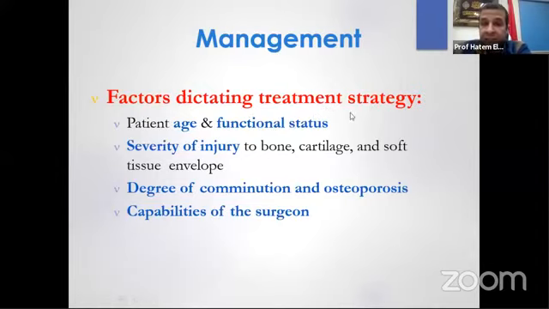Factors dictating the treatment strategy. Factors related to the patient, like patient age and his or her functional status. Factors related to the bone, to the severity of injury itself, like severity of injury to the bone, cartilage, and soft tissue envelope, degree of comminution and osteoporosis. Factors related to the surgeon's capabilities as a surgeon.